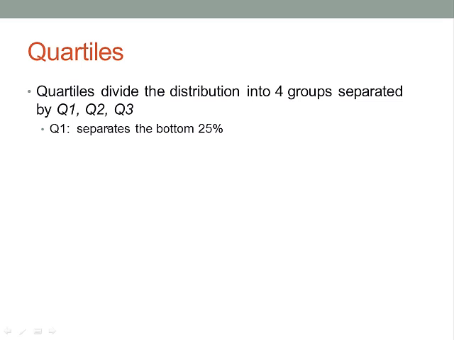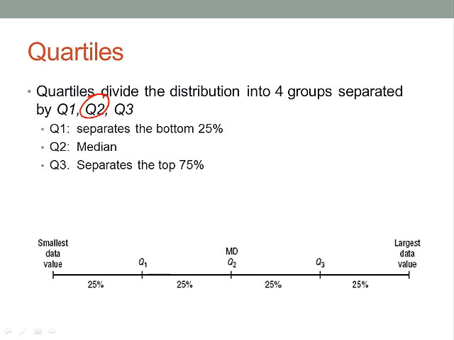So Q1 separates the bottom 25%. Q2 is really the median. Okay, so Q2 is our median. Q3 separates the top 75%. So a graph of this would be like this. So Q2 is the median, right? Separates 50%. Q1 is right here, so the bottom 25% of the values and the top 75%. And here's Q3.